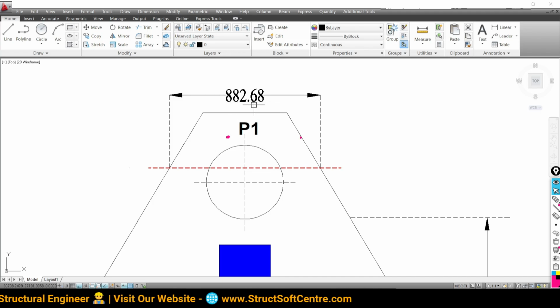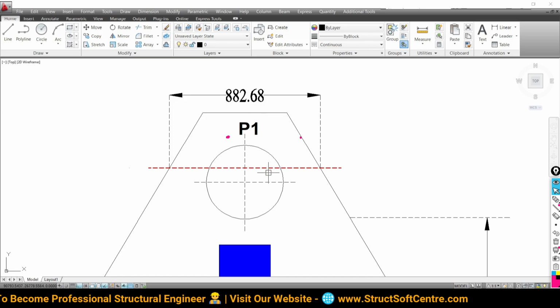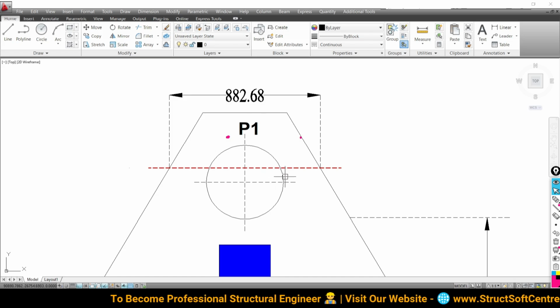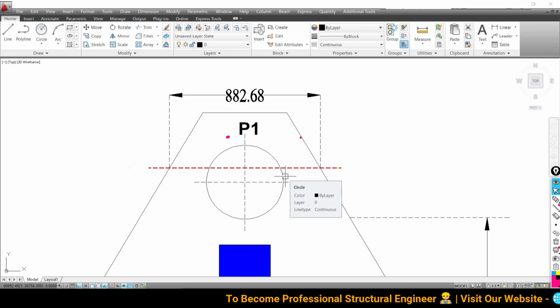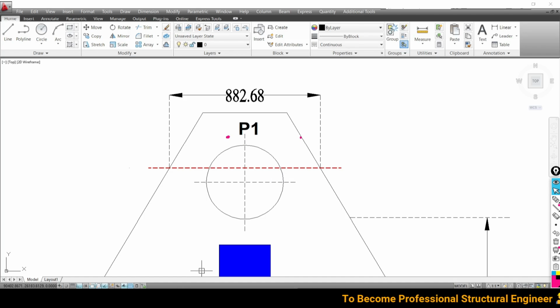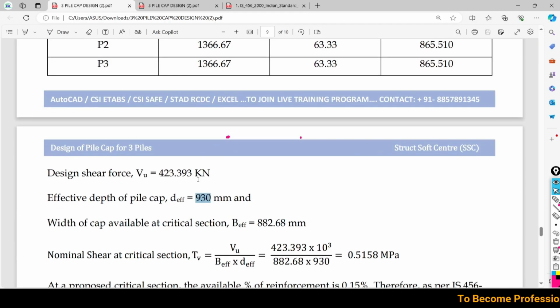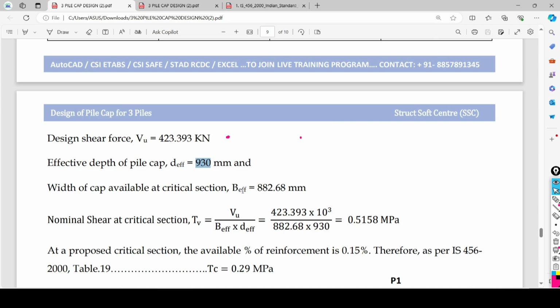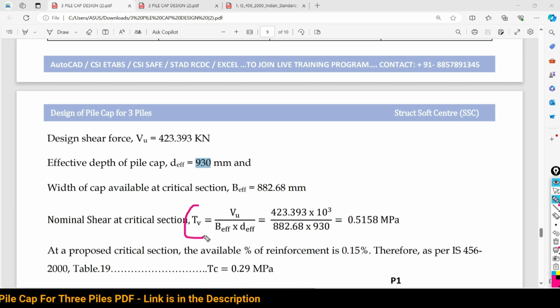So 882.68 mm. This is the effective width of the pile cap available at this critical section for the one-way shear along the perpendicular direction. So these values are present here: effective width, effective depth and shear. With all these three values, we are going to calculate the nominal shear.